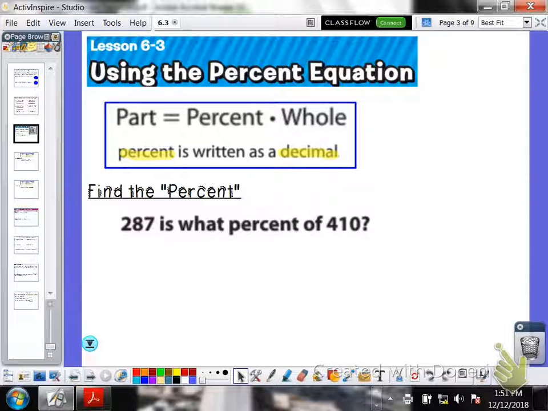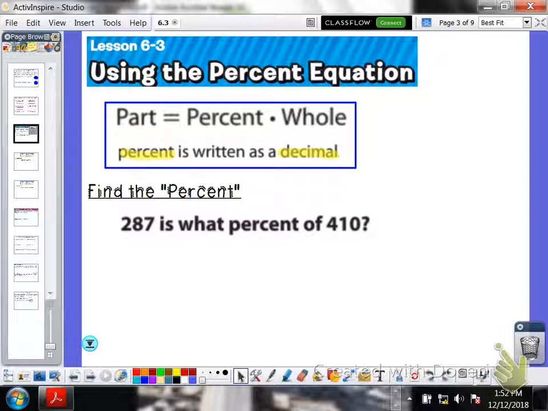So part is equal to the percent times the whole. So that's the equation that you need to remember. Part equals percent times the whole, and the percent is written as a decimal. That's one of the things that's different about this, is that we have to make sure that we make our percents decimals. So find the percent.